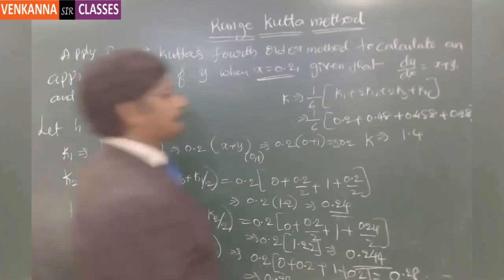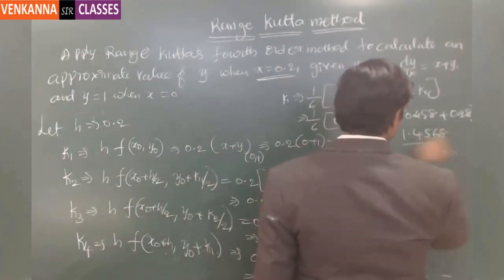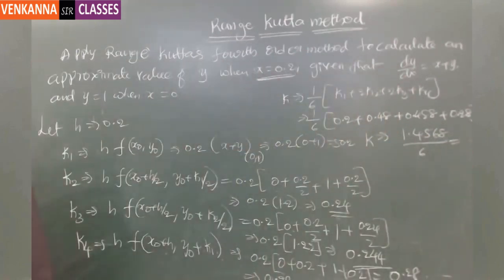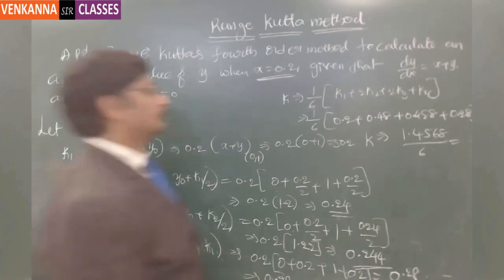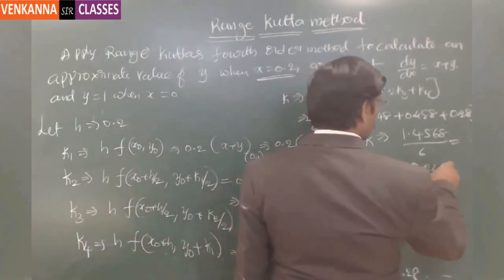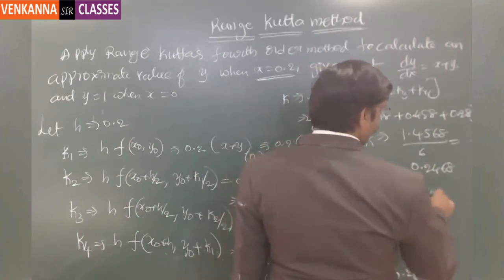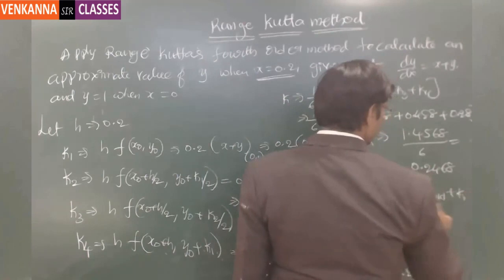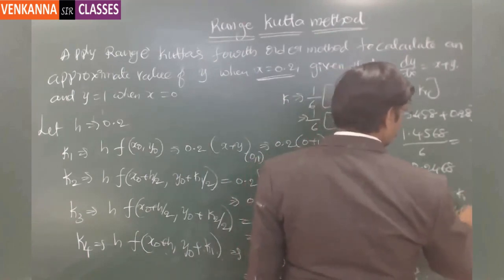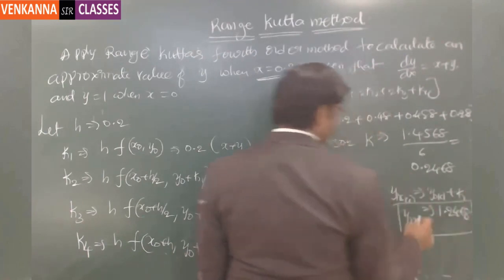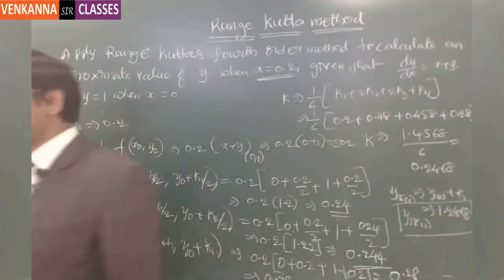1.4568 by 6. So this value is 0.2468. So Y new is equal to Y old plus K. So this is 1.2468, the Y new value with the help of Runge-Kutta's method. Got it?